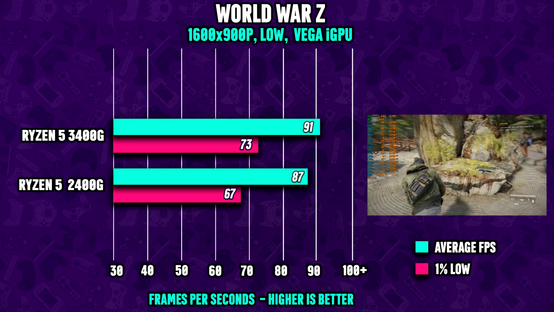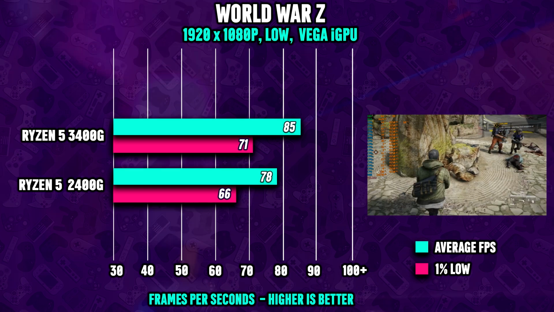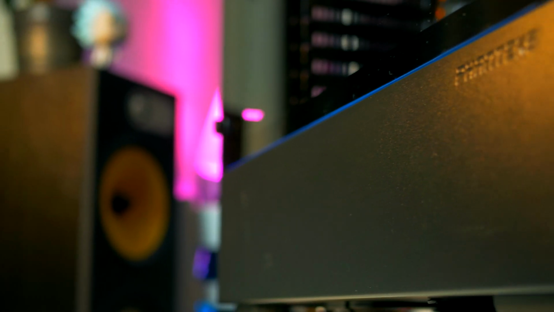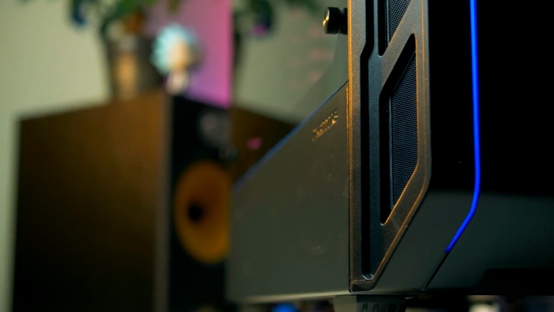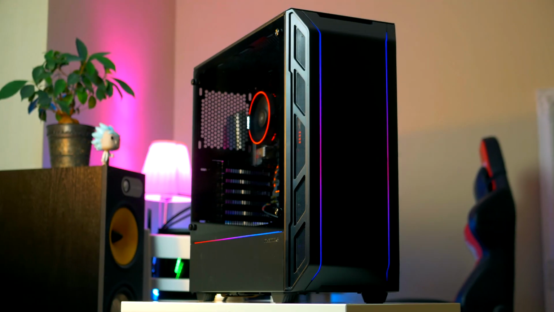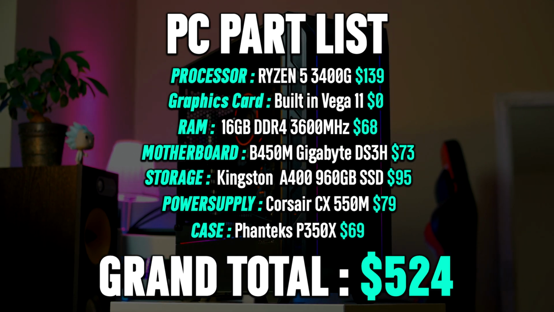And so as we can see, guys, it can actually fluctuate quite a lot between specific games. Therefore, it can be a good idea to look up the games you're planning on playing to see where the Vega 11 lands. But overall, for being an integrated GPU, I think the 3400G is doing fantastic.